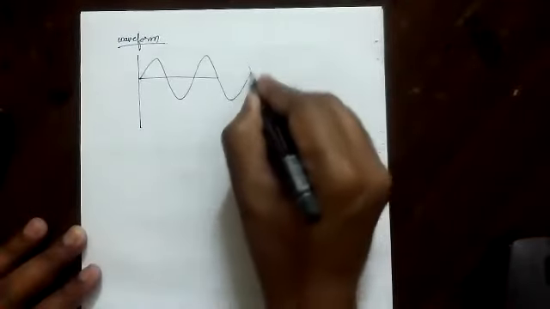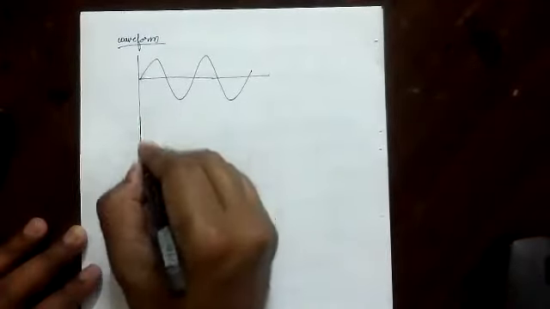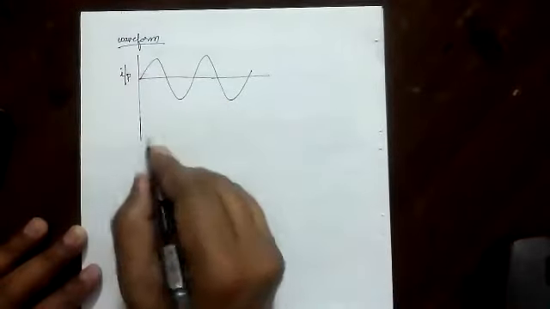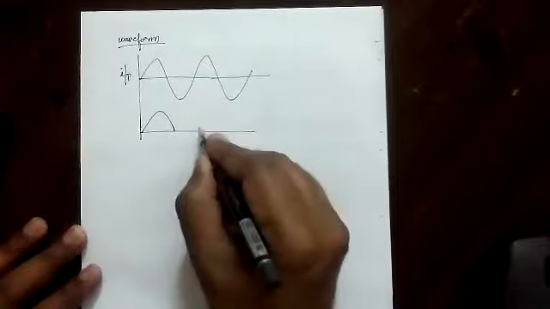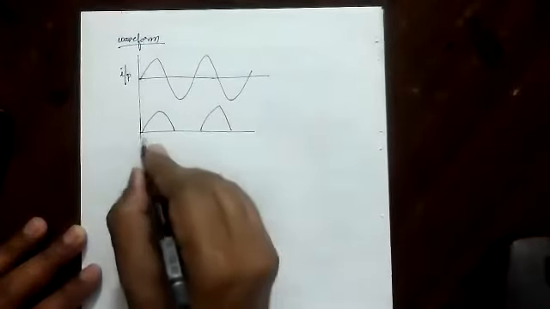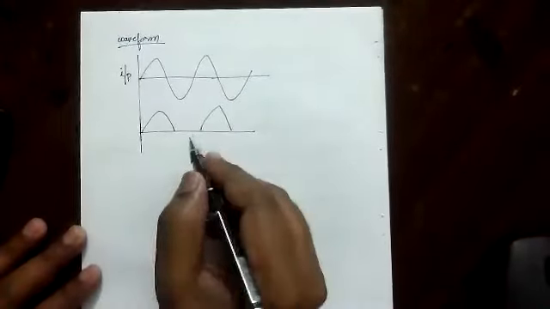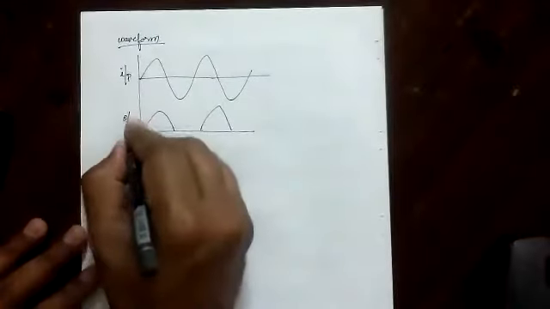Now next, I am going to draw the waveform. How will the waveform be? See here. This is the waveform, this is the input. But the diode only conducts in the forward bias, not in the reverse bias. So only when the current is flowing in the forward bias will it work; when it is going in the opposite direction, it won't work. So this is the output.